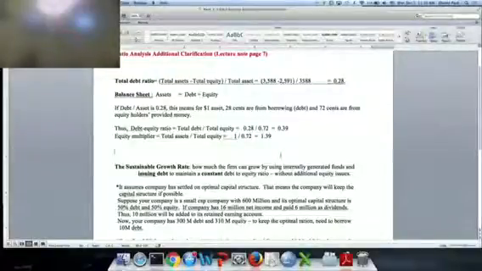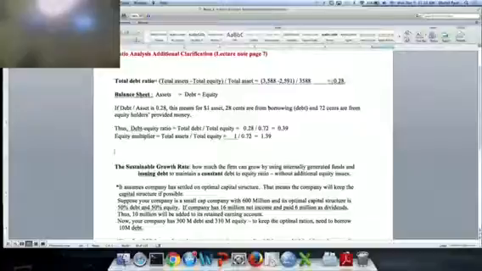Okay, this is an additional file to explain the ratio analysis area. We mentioned the total debt ratio. That's asset minus equity over asset. What does this mean? Total debt over total asset. So your company example has 0.28.